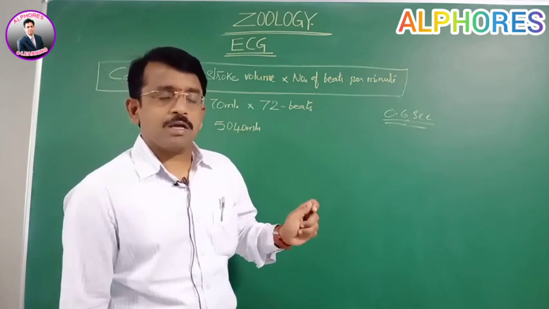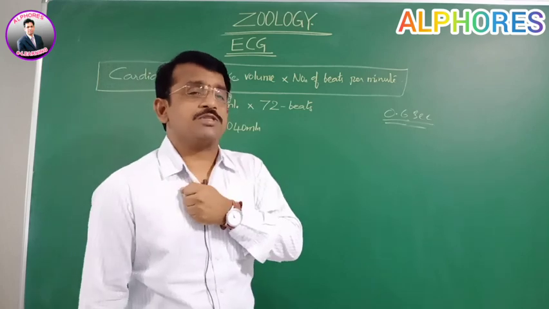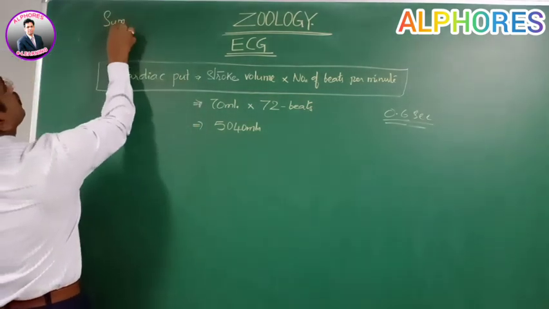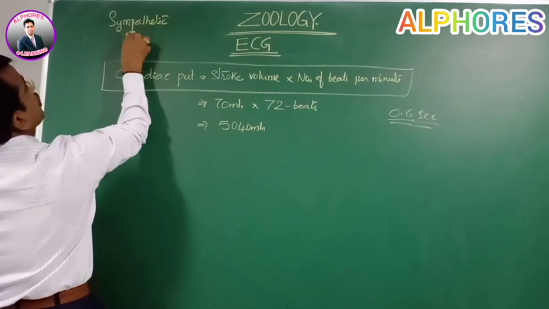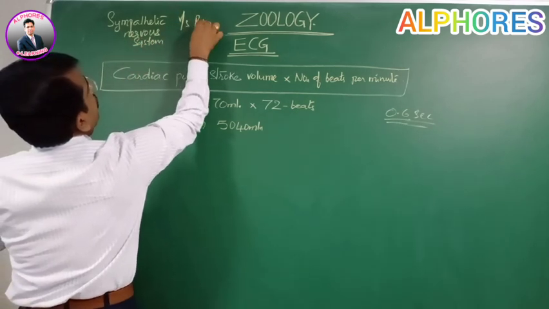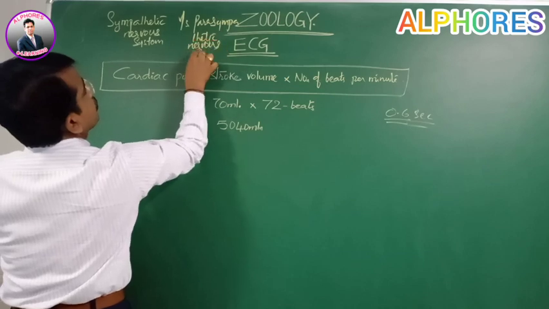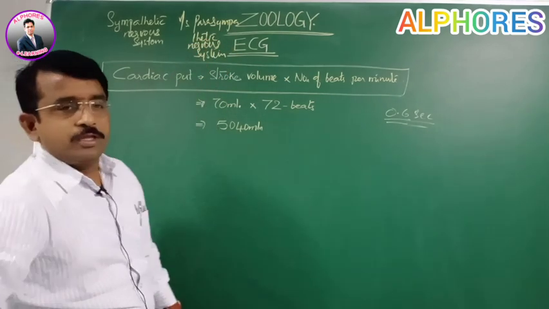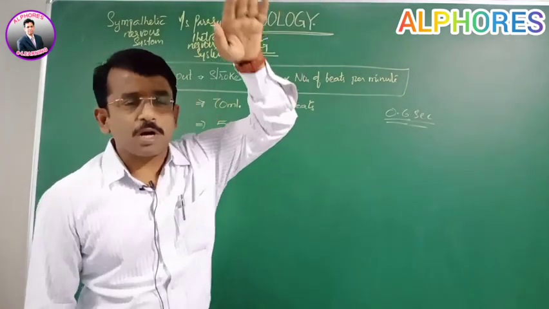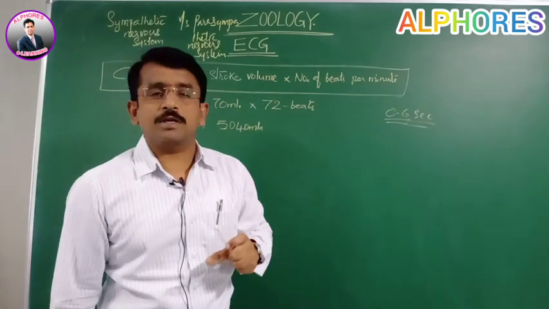However, the cardiac muscle on its own initiates the heartbeat, but it can be regulated by the endocrine system as well as the neurons. The sympathetic nervous system increases the heartbeat, whereas the parasympathetic nervous system decreases the heartbeat. This is the important point to remember. Besides that, the endocrine hormone adrenaline increases the heartbeat.